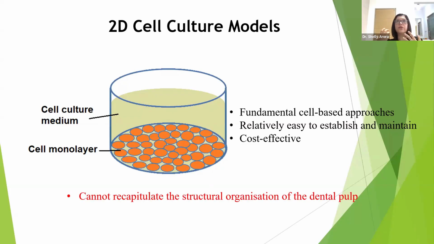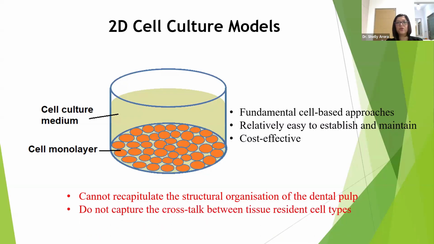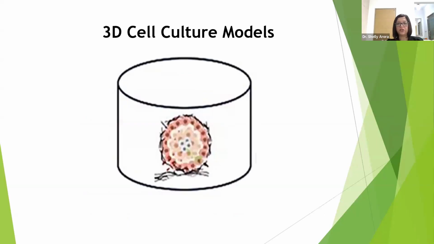Now, for example, in our tooth, the cells are not growing in one direction, but multi-directional. It's three-dimensional, right? They're not only growing horizontally, they're growing vertically also. Cell-to-cell interaction is not possible in a 2D cell culture model. It may be there, but the cues are not there, especially in two-dimensional models. So they do not capture the crosstalk. That's why we are moving to three-dimensional cell culture models.